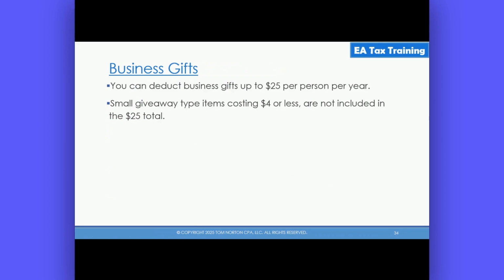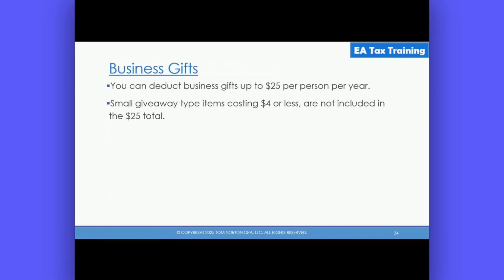Business gifts. You can deduct business gifts up to $25 per person per year. You might think that that's not very much, and you might have a point, but nonetheless, that is the rule. $25 per person per year is deductible. You can give more than that if you want to, but only $25 is going to be deductible.